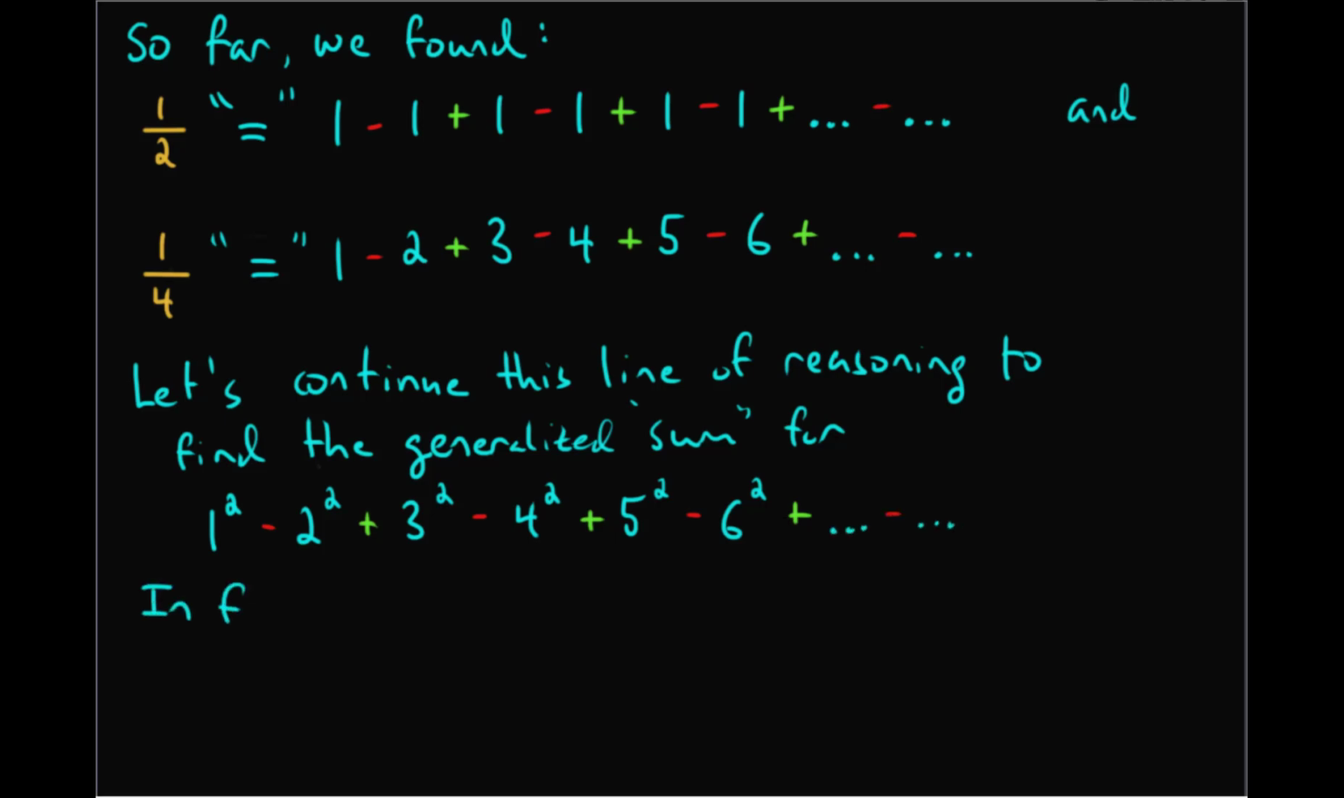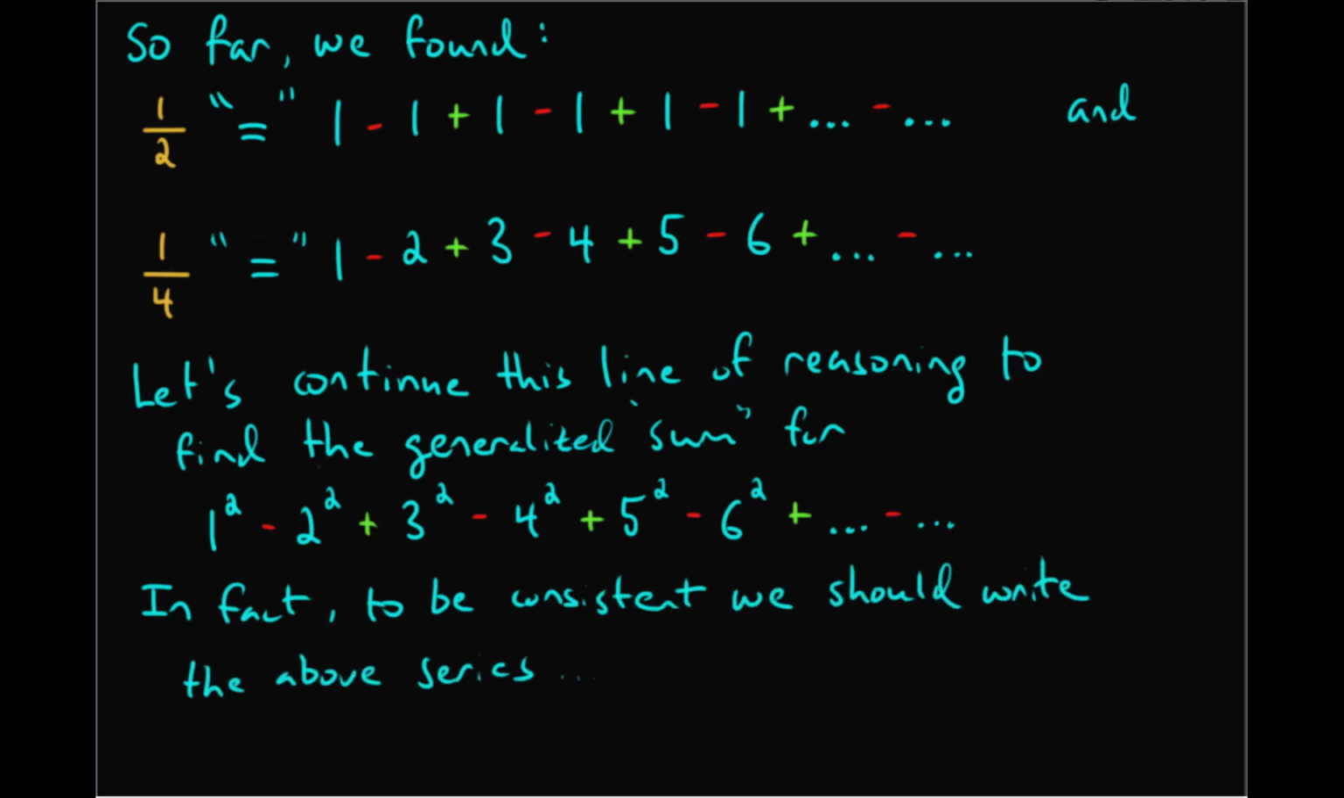In fact, to make everything consistent, we should write the above series, which we've assigned the value 1/4, as 1 to the first power minus 2 to the first power plus 3 to the first power minus 4 to the first power, and so on. And for the series to which we assigned the value 1/2, we should rewrite that series as 1 to the 0 minus 2 to the 0 plus 3 to the 0, and so on.